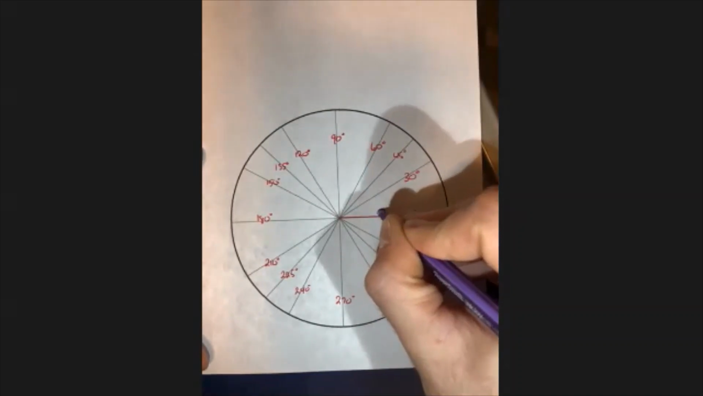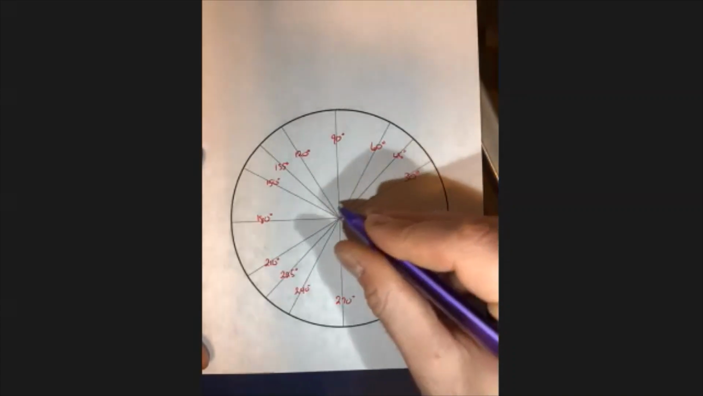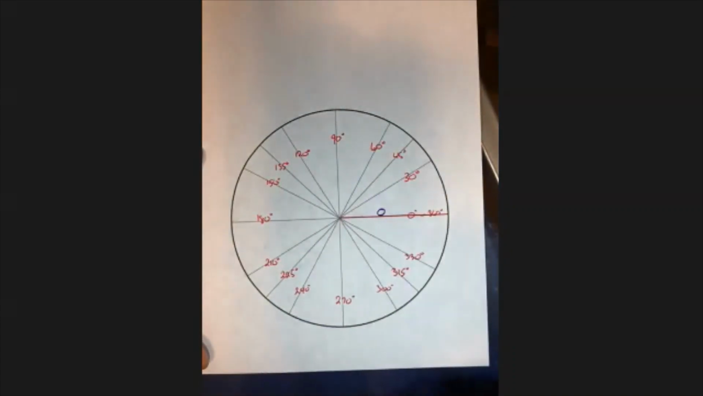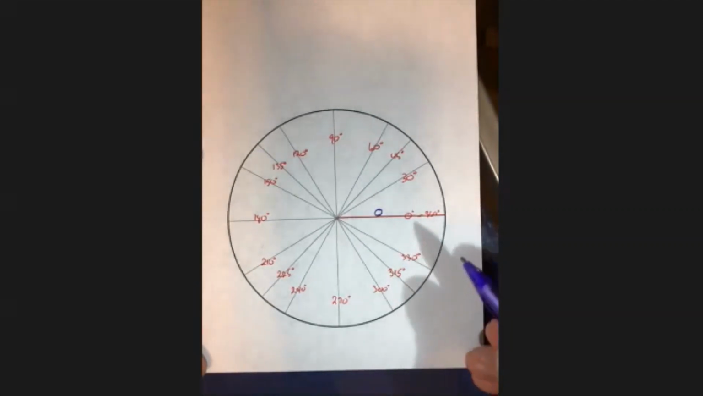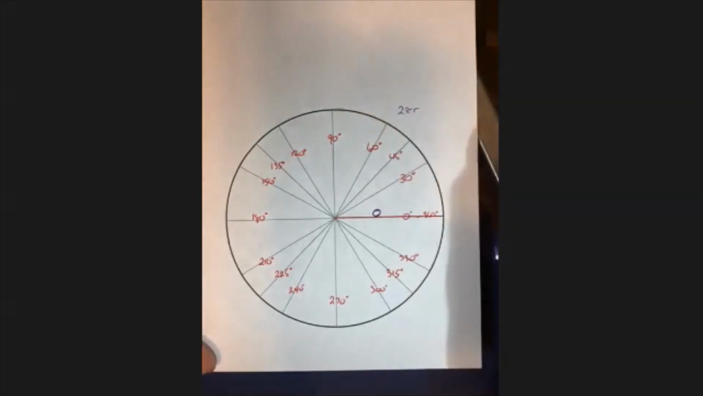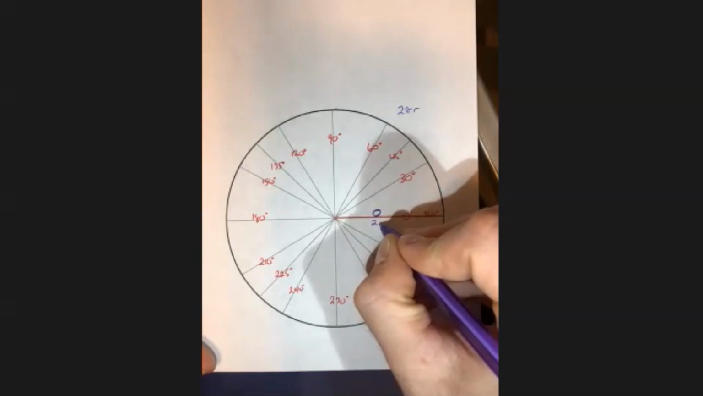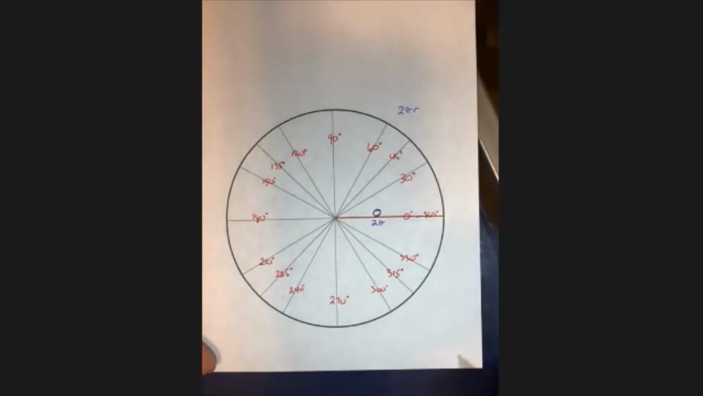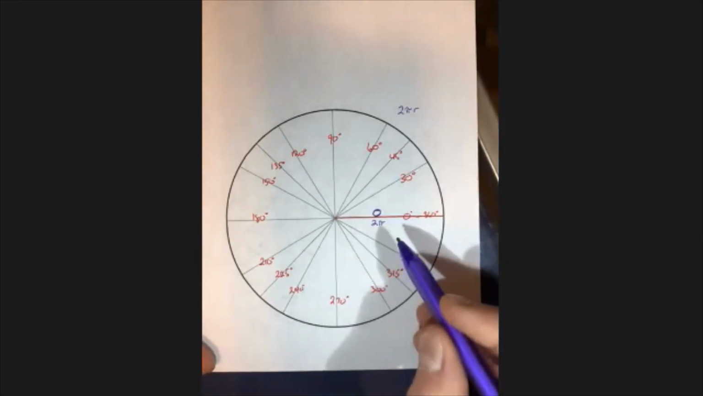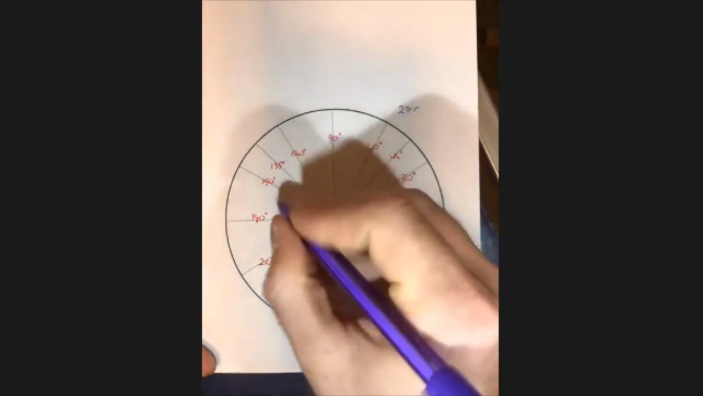So I'm going to do this in purple. So 0 radians. I also know that if I go one full circle, what's the circumference of a circle with a radius of 1? Well, I know the circumference is 2 pi r. And if my r is 1, it's just 2 pi. And that's where that 2 pi comes from. It's the distance around the circle. Well, if that's 2 pi, what is half of that? Pi.